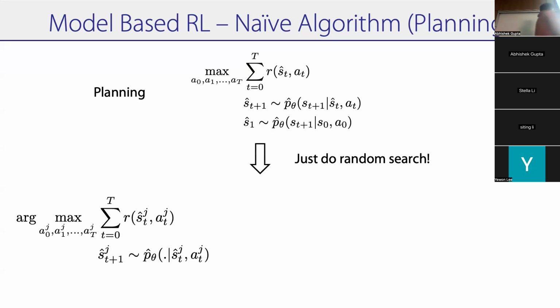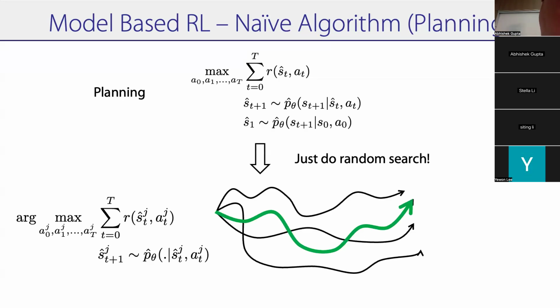Yeah, that's right. Just a random search. So you just sample a bunch of random sequences and then you pick the sequence that gives you the highest sum of rewards, right? So you sample n different sequences, you roll them forward through your model, you evaluate the rewards for each of those sequences, and then you pick the best one and execute it. Okay, so that's the simplest thing we could do.